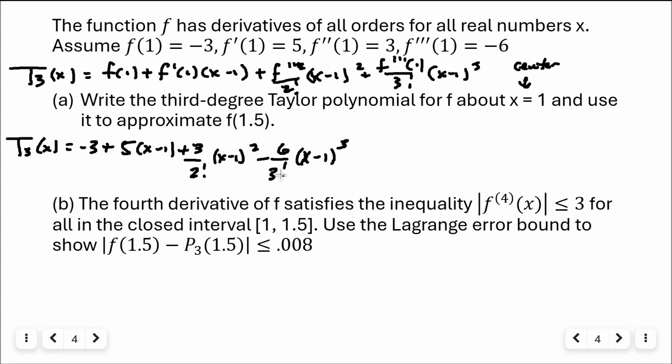Okay, you could simplify that a little bit, right? 6 over 3 factorial is going to be 1, right? And now there's my third degree Taylor polynomial. I'm going to use it to approximate f of 1.5. So I'm going to substitute 1.5 in here.